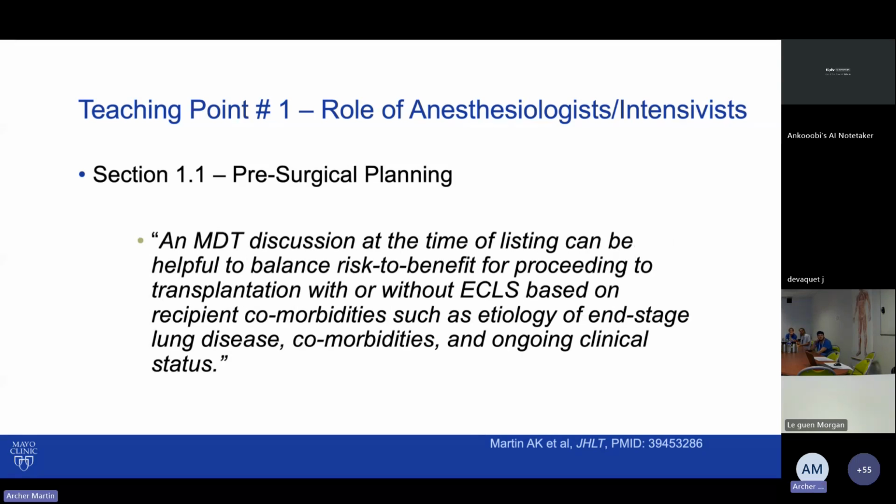The next statement we're going to look at is also part of the pre-surgical planning. An MDT discussion at the time of listing can be helpful to balance risk to benefit for proceeding to transplant with or without ECLS based on recipient comorbidities, such as etiology of end-stage lung disease, comorbidities, and ongoing clinical status.